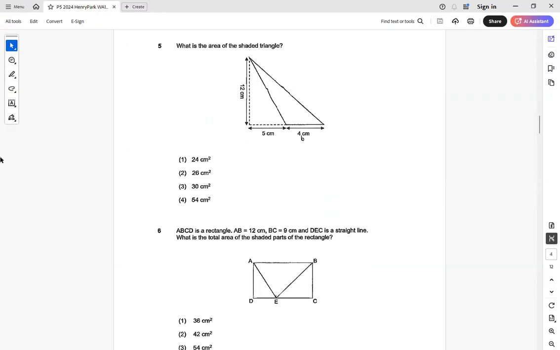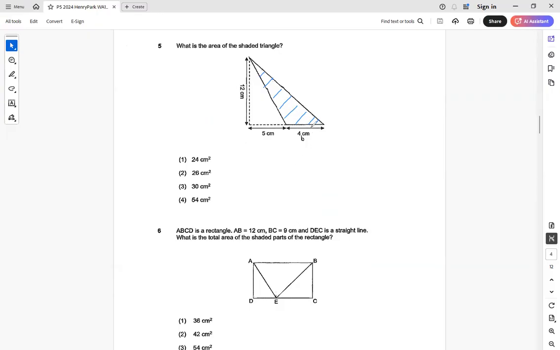So we'll do question 5 first, or later I will scroll down. Okay, what is the area of the shaded triangle? So for this one, the shaded part should be over here. You cannot see on your paper, but this should be the shaded triangle. So how to find the area of this shaded triangle? Your area of your triangle, right? It will be half times base times height.